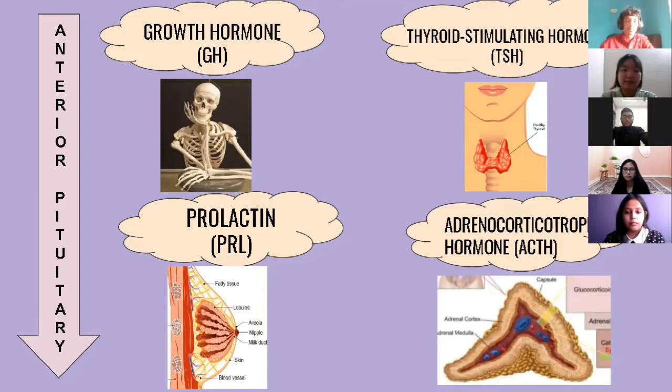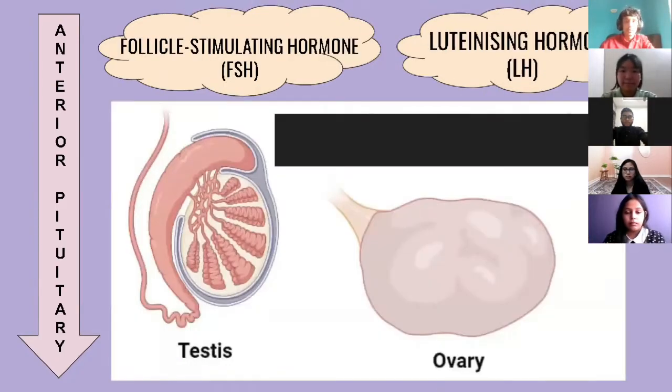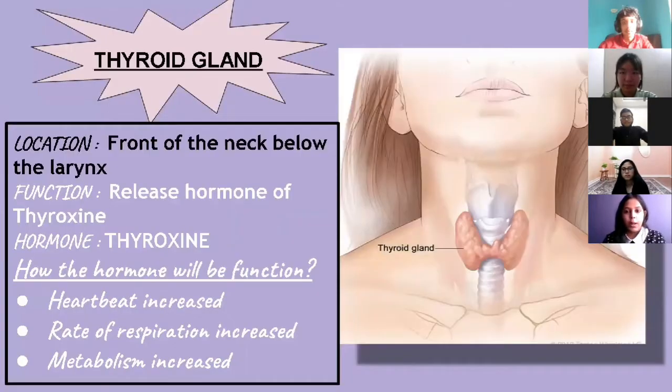For the next slide, thirdly, one of the organs in the endocrine system is the thyroid gland. Thyroxine will be released by the thyroid gland. This hormone will help to increase heart rate and the rate of metabolism and respiration.